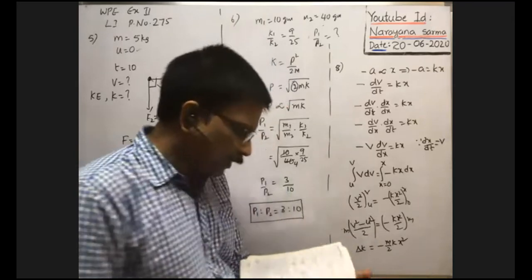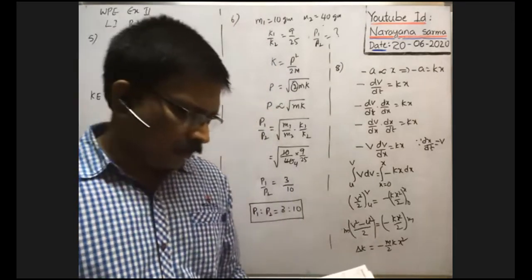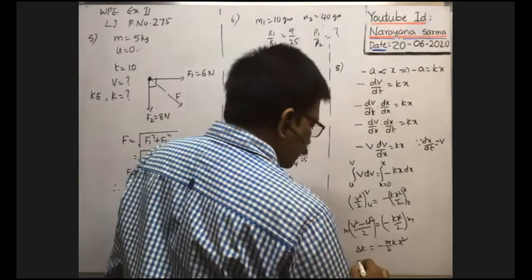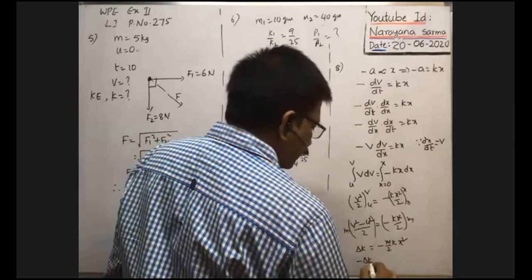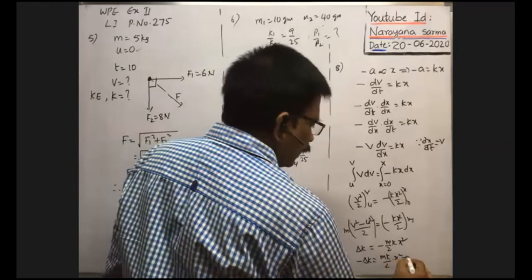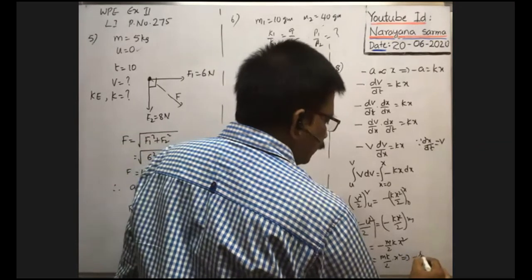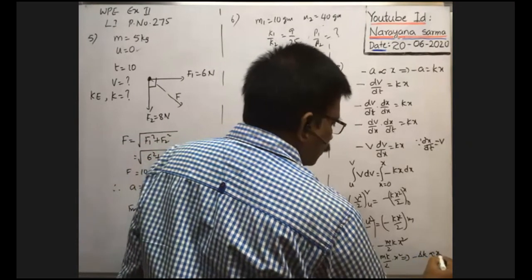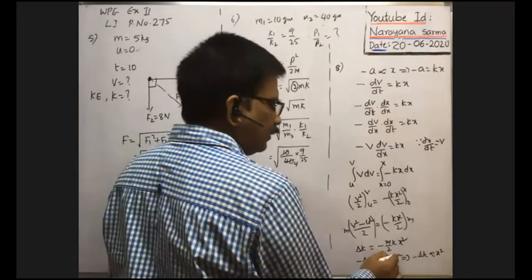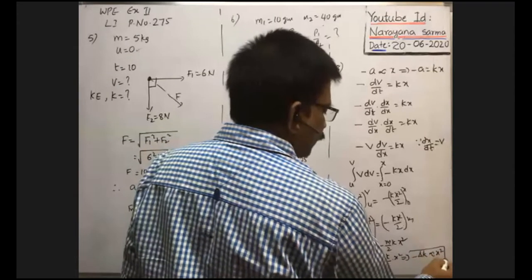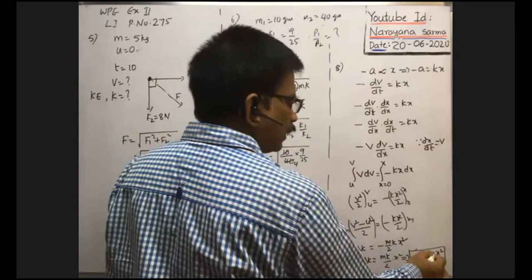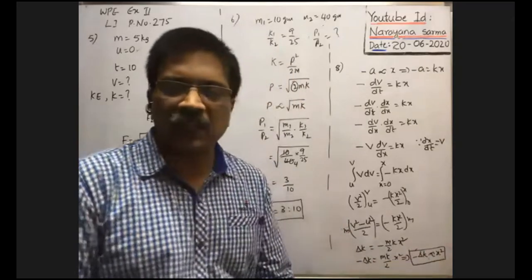Therefore, here the question mentions loss of kinetic energy. So loss of kinetic energy means minus delta k, that is equal to mk by 2 into x square. That implies the loss of kinetic energy, minus delta k, is directly proportional to x square, no? Because they asked the relation between loss of kinetic energy and x square. So loss of kinetic energy is directly proportional to x square. So x square is the answer.